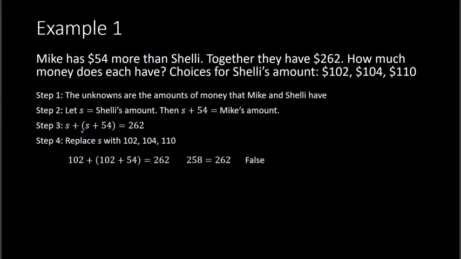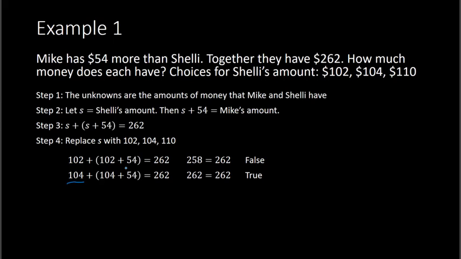So let's try again with 104. Plug 104 in for S. We now have 104 plus 104 plus 54, and that would equal 262. So that is a true statement, which means that 104 would be my solution.